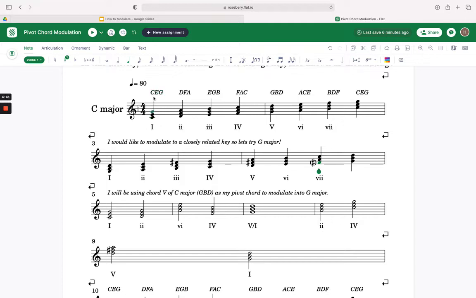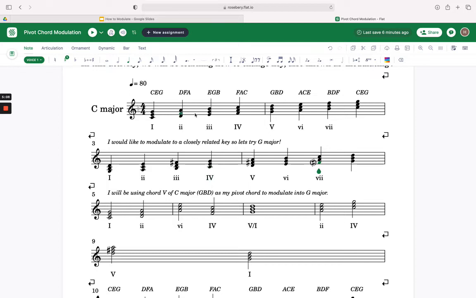C, E, G. Have we got any C, E, Gs here? G, B, D? Nope. A, C, E? Nope. B, D, F sharp? Nope. C, E, G. Okay, so this is a chord that they have in common. Chord 1 in C major and chord 4 in G major, so that's an option. Let's see if we can find any other chords in common.